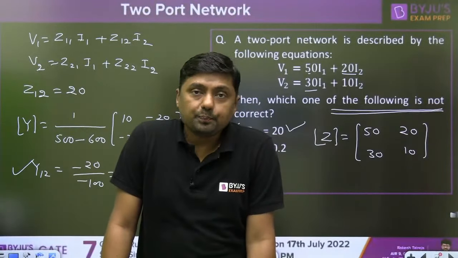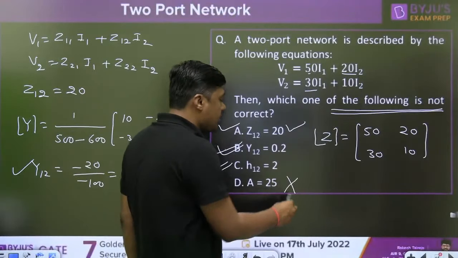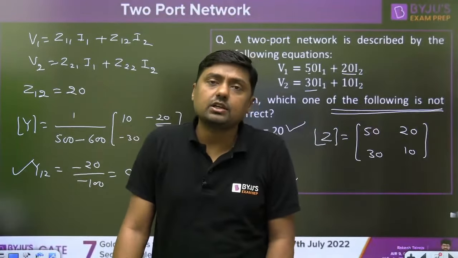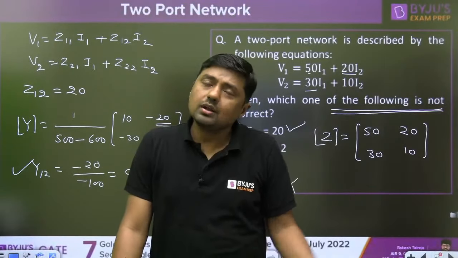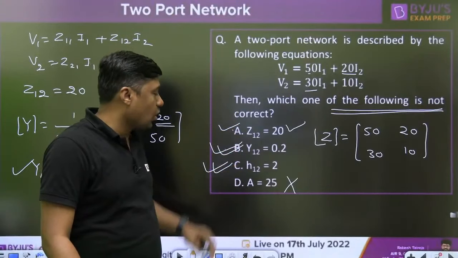That is over. Now C is also correct, so which one is wrong? D. No need to check whether D is correct or wrong. So that is the answer for this MCQ. This is correct, this is correct, this is correct, that is wrong.